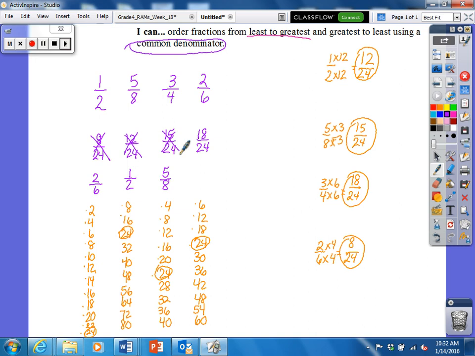So I'm going to be done with that. And then 18 24ths was 3/4. So I'm done with that. So my final answer for putting these fractions in order from least to greatest is right there. And that is how we find a common denominator to put fractions in order from least to greatest.